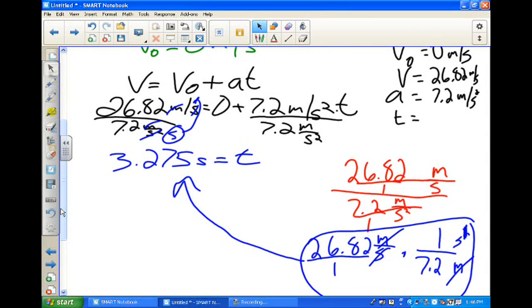So again, car starts from rest, goes up to 26.82 meters per second with a constant acceleration of 7.2 meters per second squared. How long would that take? Plug it into the formula, and we get 3.275 seconds for our time. And that's pretty much it.